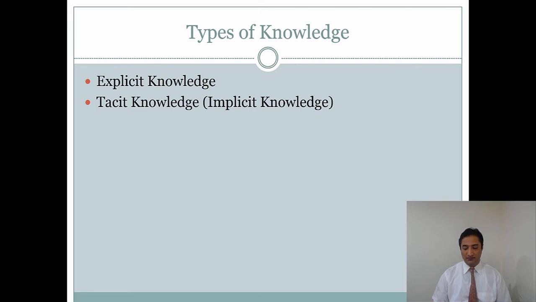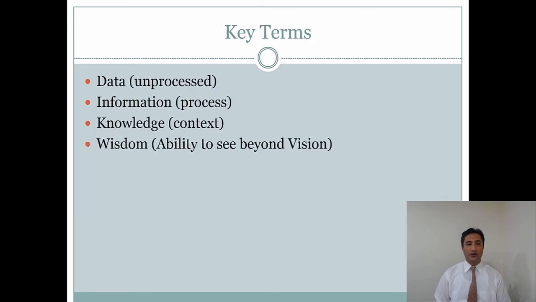experience and context. There are some key terms which we are frequently going to use in this course, and the first one is data. It is raw facts and figures which are available to anyone, and when you process it, it becomes information. And when you process it again with reference to some context, it becomes knowledge. And when you are able to see beyond what others can see, it becomes wisdom.